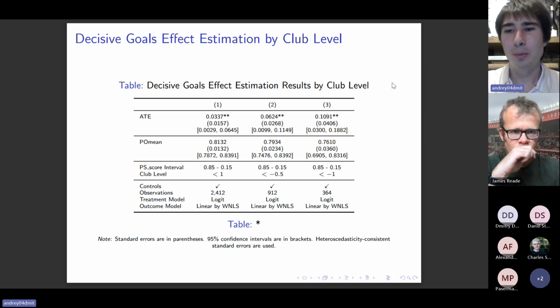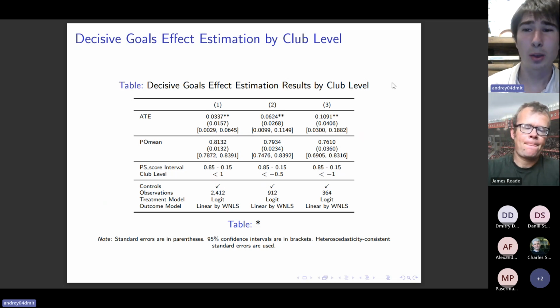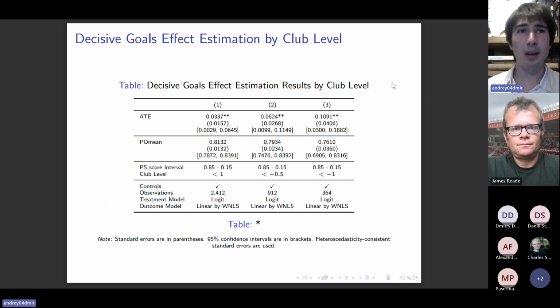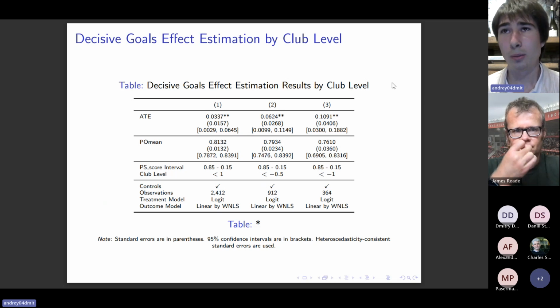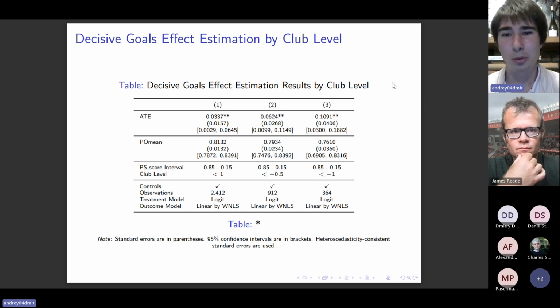As you can see, in the third specification there are only 360 observations, but of course we checked for balance. There were some balance checks, and the control and treatment samples were balanced. So of course we checked for this, and everything seems fine.